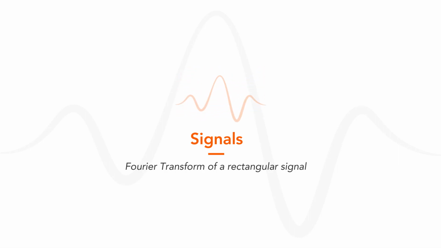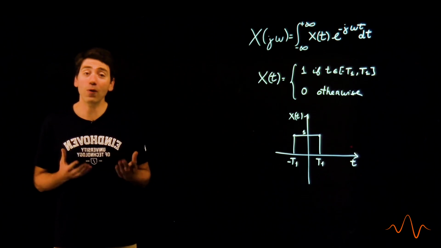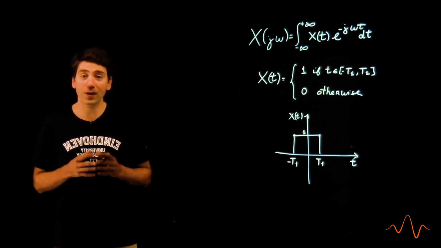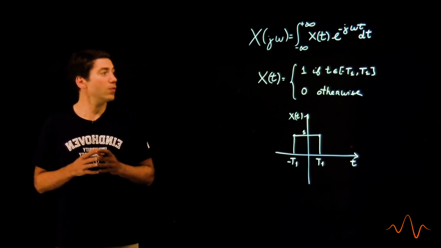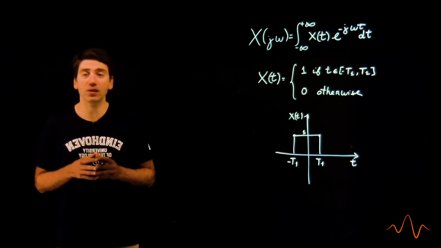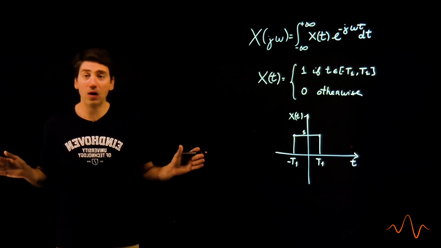Picking up good vibrations. So now we're going to compute the Fourier transforms of given signals, and the one that we started with is the signal depicted here, which is 1 in the interval from minus capital T1 until capital T1, and it's 0 outside of this interval.